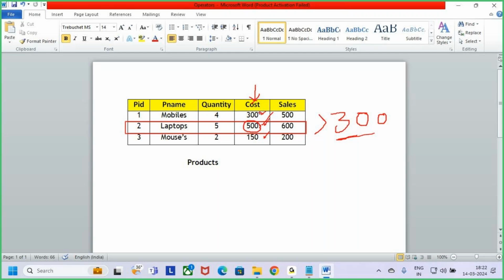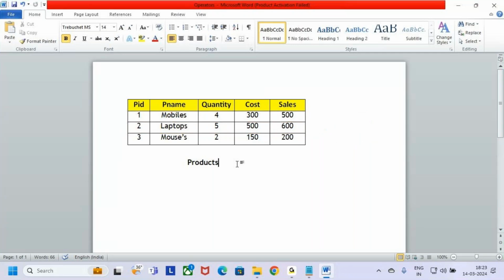So what these comparison operators will do here is, it will go to the column, whatever values are there, it will go through each and every row and compare whether that value matches the condition or not. If the value matches, then we'll get the output. So how many products are there with the cost price greater than 300? There is only one product, that is laptops.